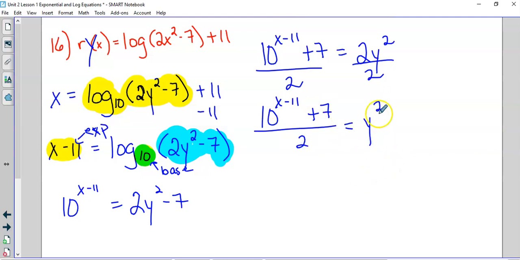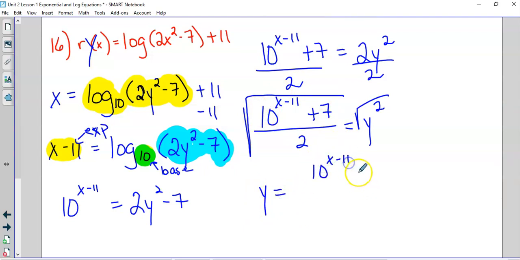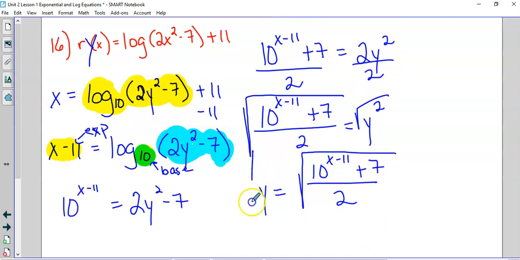Not quite finished yet. If I have a squared, I need to square root it to get rid of the squared. Square root this side, square root this entire thing. Okay, so this is actually the answer right here. We're going to rewrite it. Y equals the square root of 10 to the x minus 11 plus 7 over 2. And that's all you need to do. I mean, you don't have to rewrite this in any way. That's actually the answer. And if you wanted to, you could write r, -1, x, whatever. But I would accept this right here too.